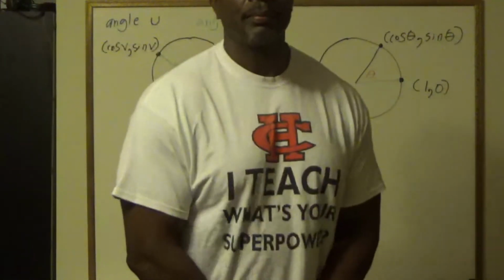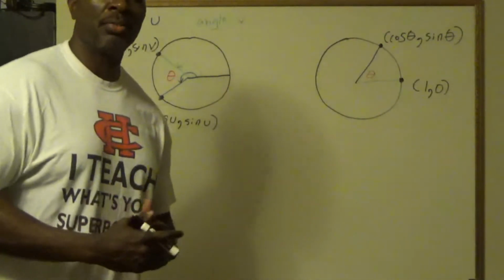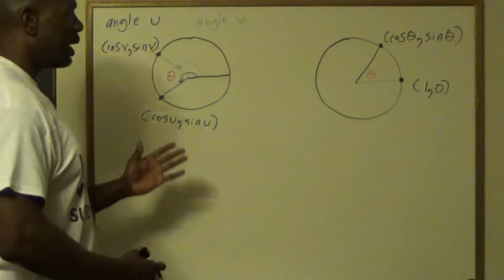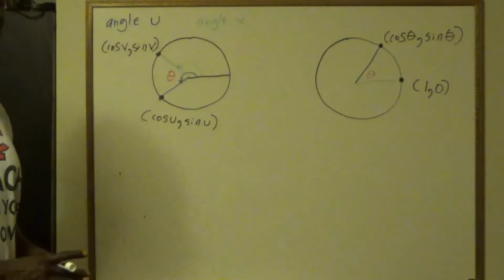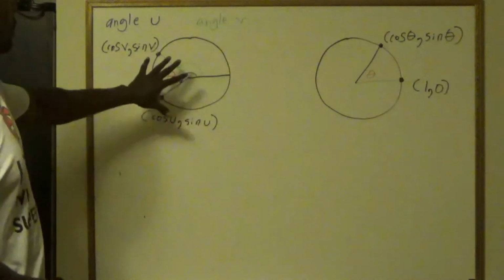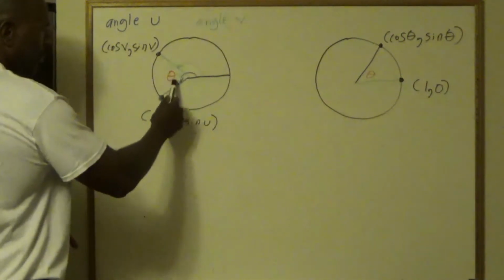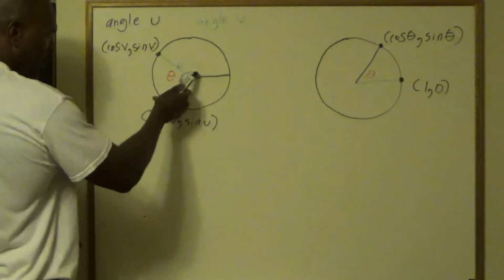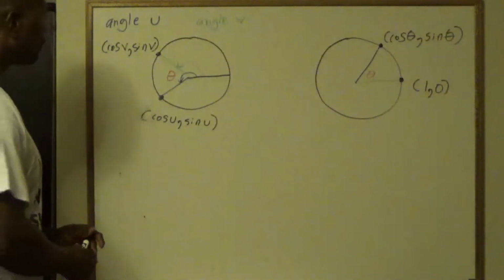Ladies and gentlemen. Today we're going to look at how we got our trigonometric sum difference identities. So here I have two unit circles. I want to explain the information I have on these unit circles. On this first unit circle, I have this angle labeled in blue. This angle is going from here all the way to over here. The angle in blue I'm calling angle U.